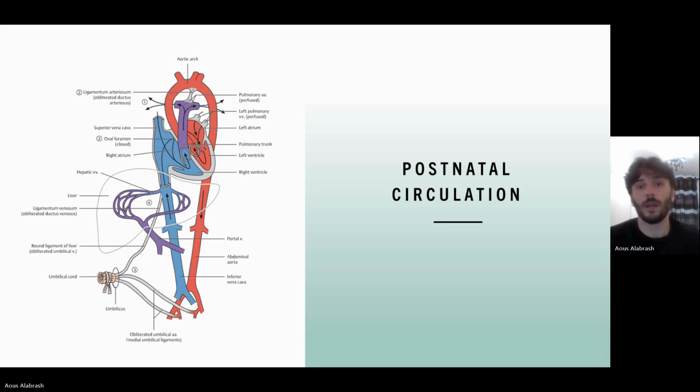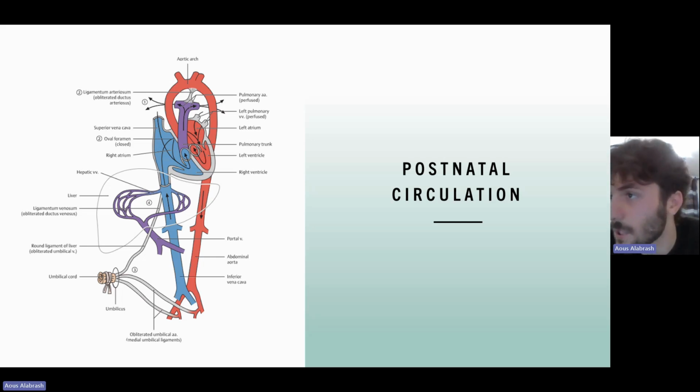So in the fetal circulation, the right side of the heart has higher pressure than the left side of the heart. This difference in pressure allows the shunts to remain open. So that was in the prenatal circulation. However, as I mentioned, there are some changes in the postnatal circulation. You can see those changes happening in the picture.